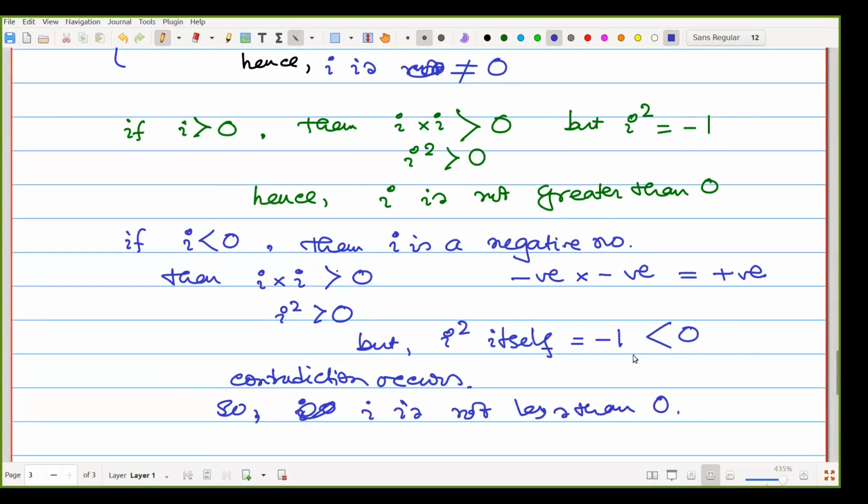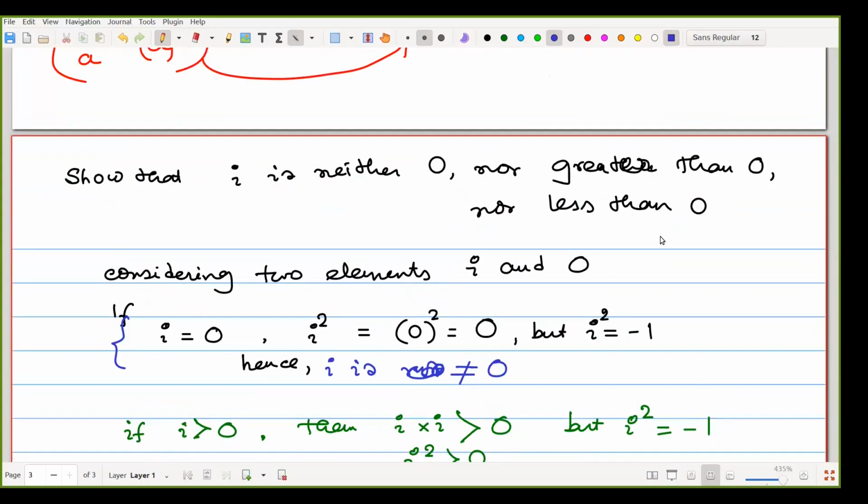So here, very interesting term: i is not equal to 0, not greater than 0, not less than 0. So where does i belong in the real number system? Practically, we cannot say i belongs to any real number system, because i itself has been treated as an imaginary number. That's why it does not belong to any real number system.